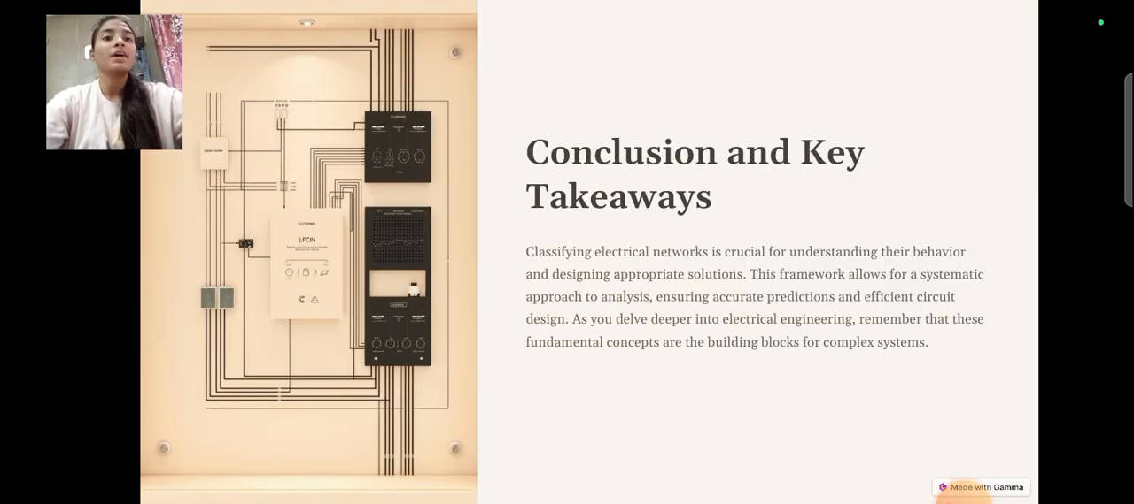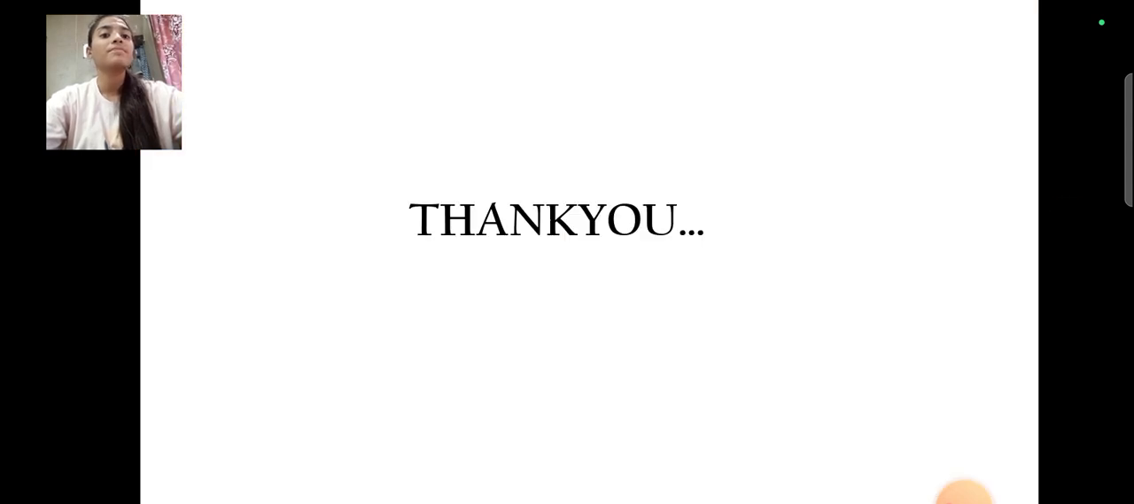Conclusion and key takeaways. Classifying electrical networks is crucial for understanding their behavior and designing appropriate solutions. This framework allows for a systematic approach to analysis, ensuring accurate predictions and efficient circuit design. As you delve deeper into electrical engineering, remember that these fundamental concepts are the building blocks of complex systems. Thank you.